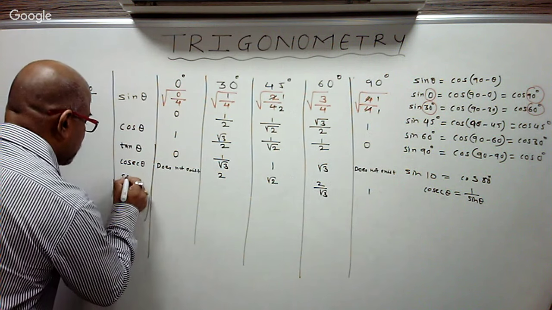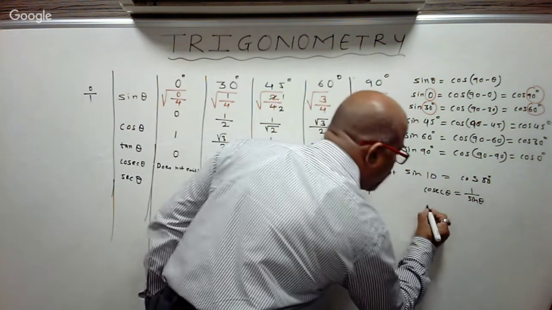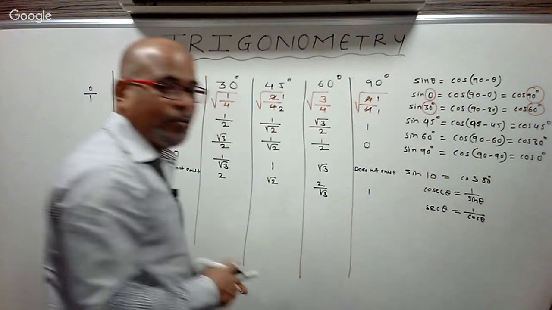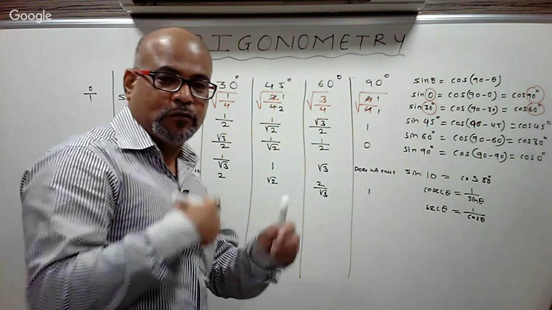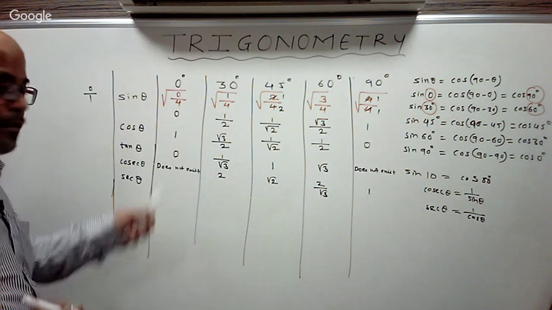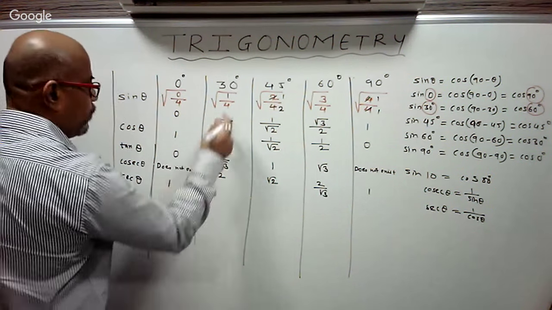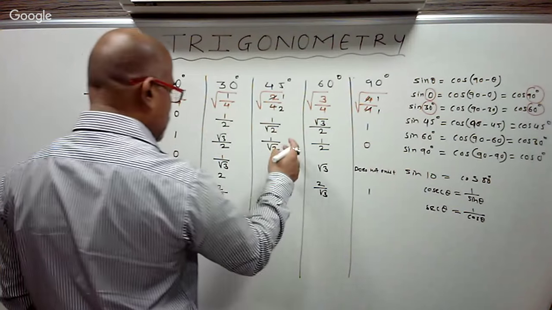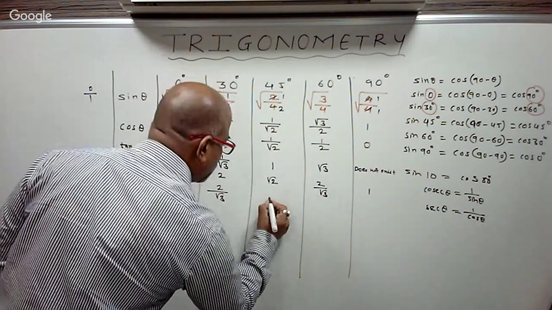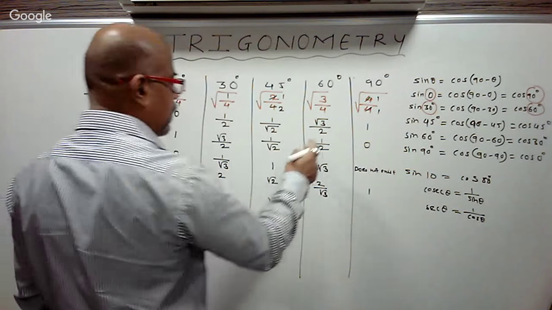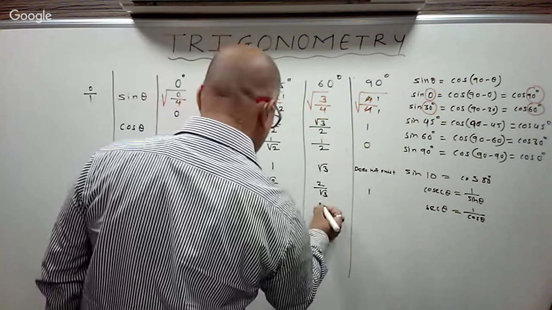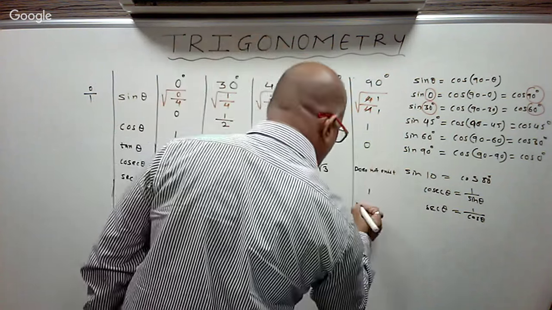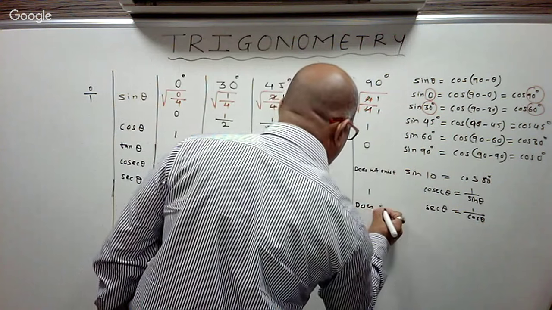Then the next ratio is sec theta, and we have sec theta equals 1 upon cos theta. That means all the values of sec theta equal the reciprocal of the same angle of cos theta. The reciprocal of 1 is 1. For 30 degrees, root 3 by 2 becomes 2 by root 3. Then for 45 degrees, 1 by root 2, the reciprocal is root 2. Here 1 by 2 is there, you get 2, and your last value is 0, the reciprocal of 0, 1 by 0, that does not exist.